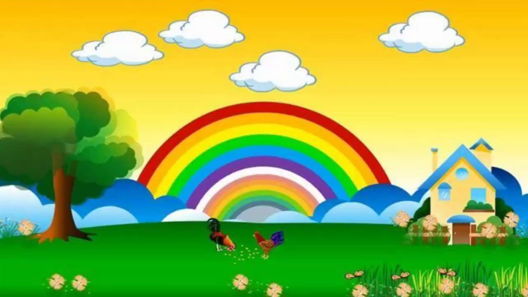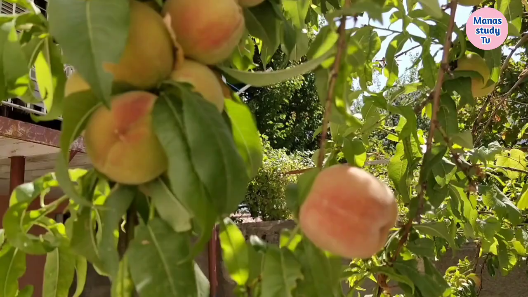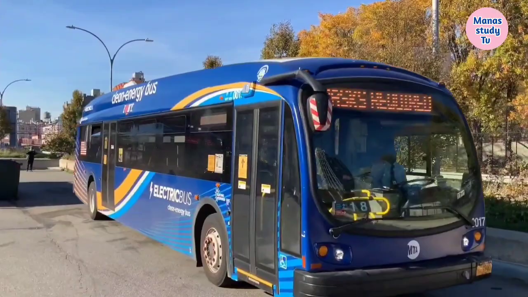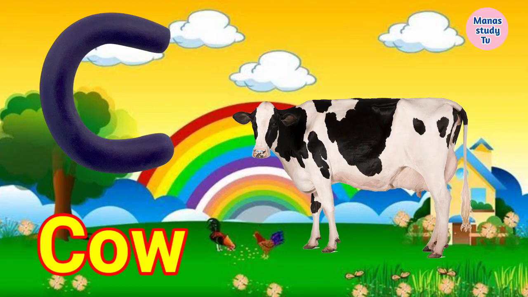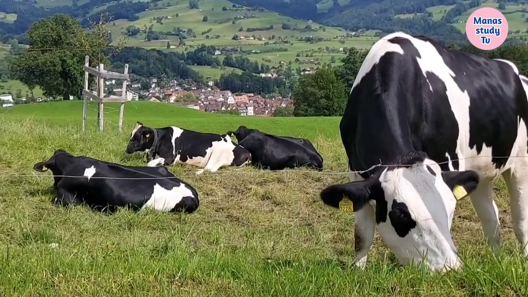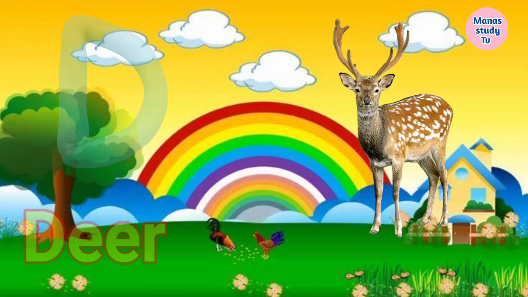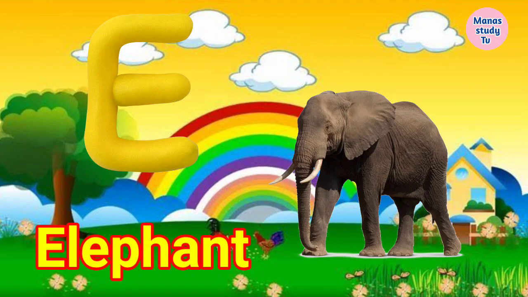A. A for apple. Apple means sale. B. B for bus. Bus means bus. C. C for cow. Cow means guy. D. D for deer. Deer means hiran. E. E for elephant. Elephant means hathi.